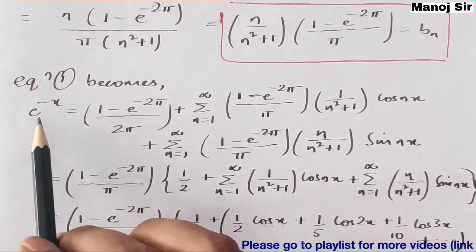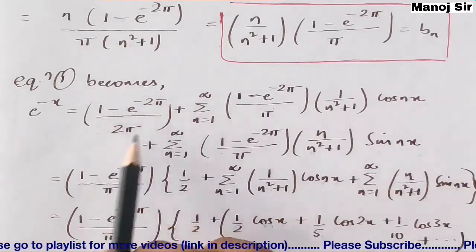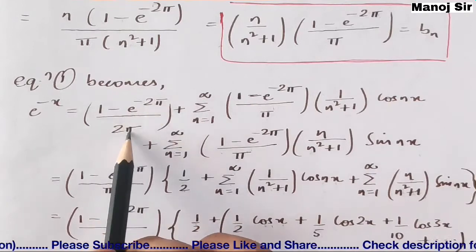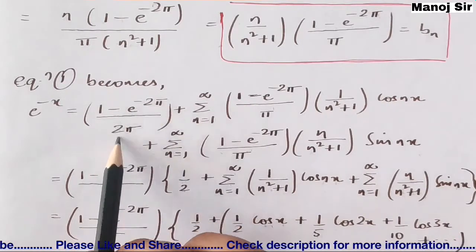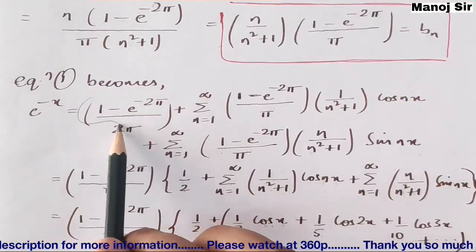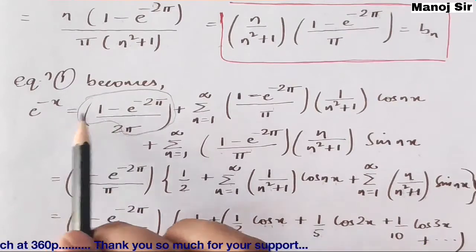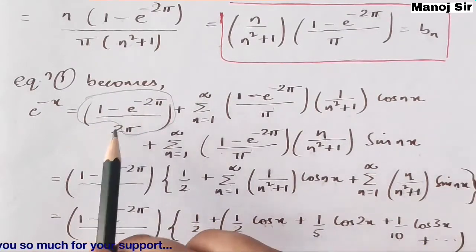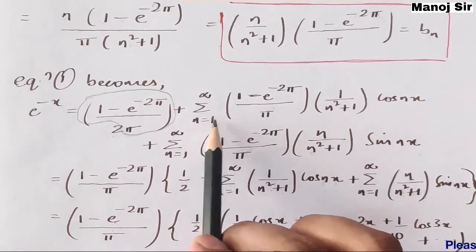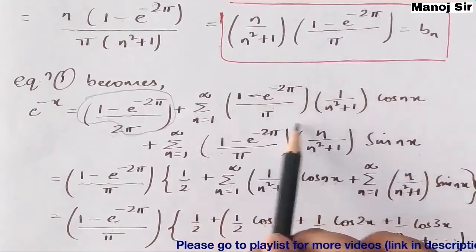So this is going to be e to the power minus x equals to, this is the value of a naught upon 2. Here a naught equals 1 minus e to the power minus 2 pi upon pi, and here we have a naught upon 2, so this 2 comes here. In the formula we have a naught upon 2, plus summation n equals 1 to infinity an into cos nx. So this is the value of an.